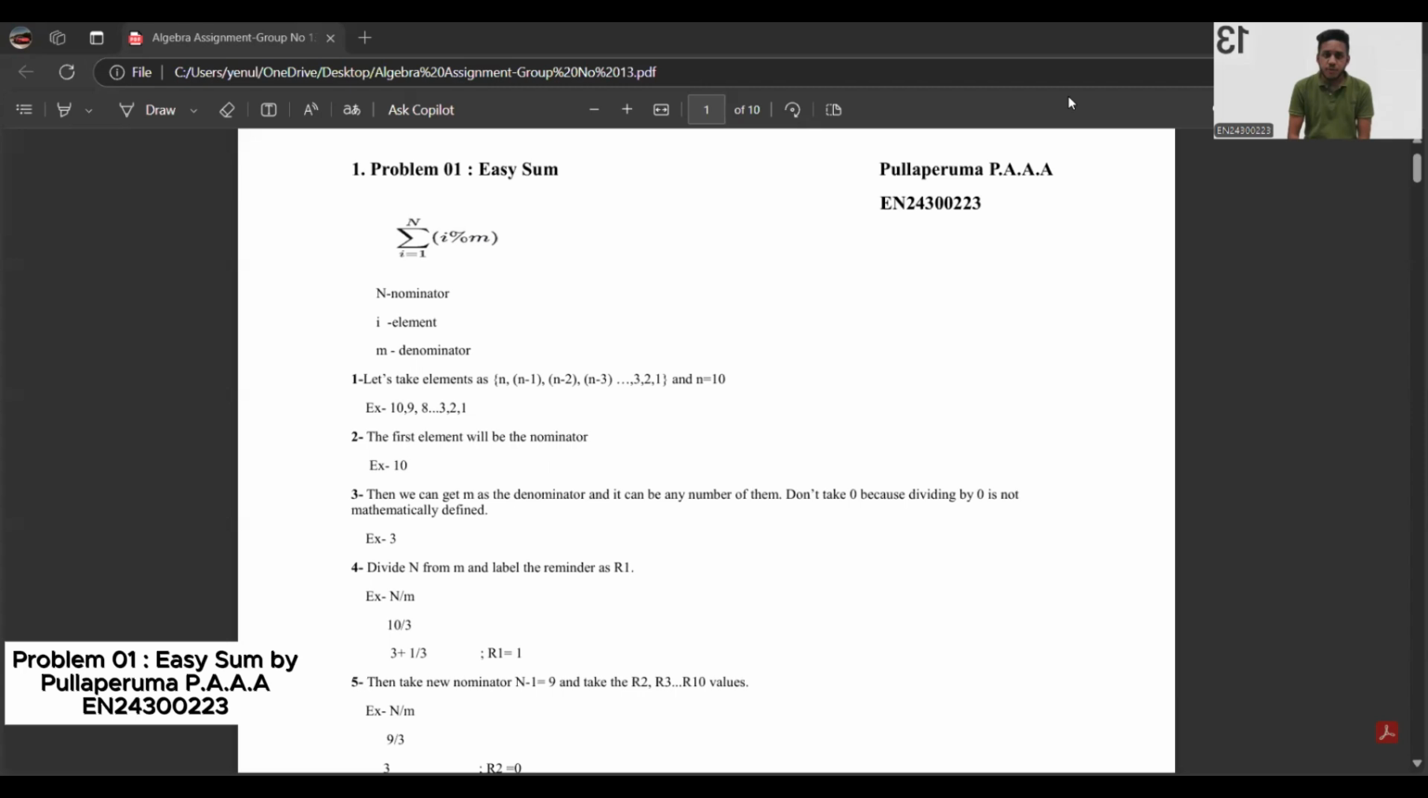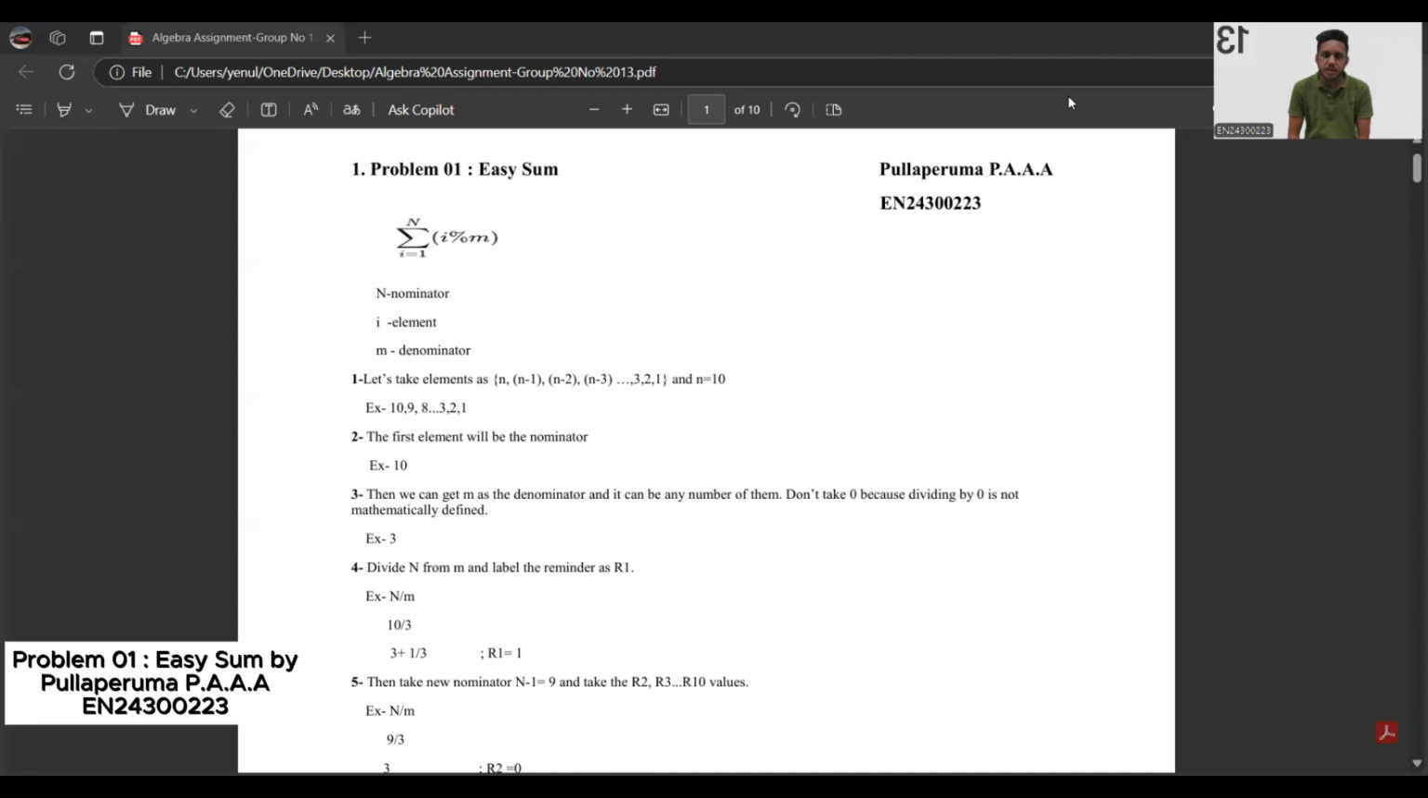I will walk you through a fascinating method for calculating the sum of remainders when dividing sequential numbers. Here's how it works. Start with the sequence of numbers from n to 1. For example, if n equals 10, the sequence is 10 to 1. Next, choose a denominator m, which can be any number except 0, since division by 0 is undefined. For instance, let's take m equals 3.